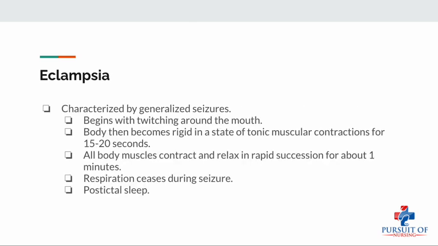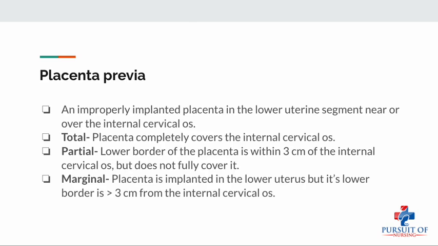So eclampsia is the progression of preeclampsia. Eclampsia is characterized by the presence of seizures. These seizures in a pregnant mother are usually going to begin with twitching around the mouth. The body is then going to become rigid. The muscles are going to contract and relax in rapid succession. Your respirations may cease during the seizure, and then the mother is going to go into a postictal sleep, just as you would with a normal seizure. When a mother with eclampsia has a seizure, you're going to want to place oxygen at 8 to 10 liters.